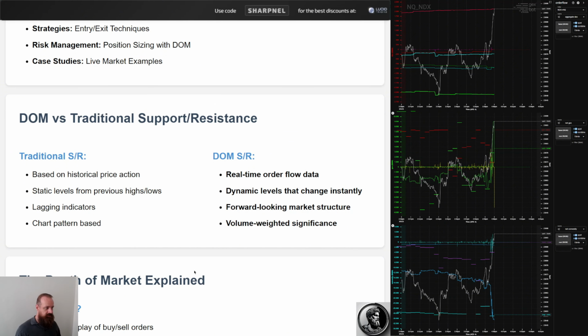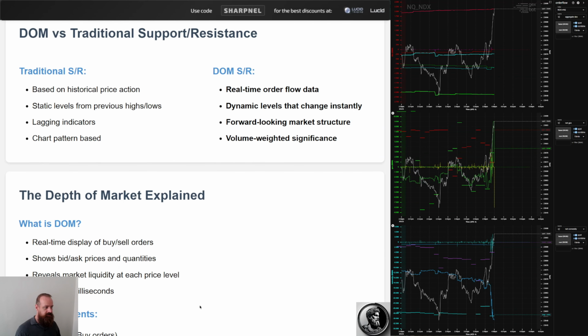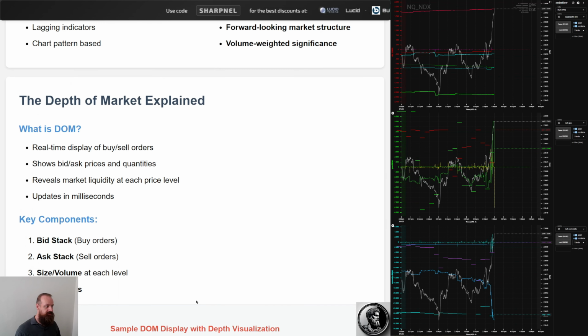All right, then we are going to talk about the depth of market. What is the depth of market? It's a real-time display of the buy and sell orders, and it shows the bid and ask prices and quantities at all levels. It reveals market liquidity at all levels, and it updates in milliseconds. So that is it in a nutshell.